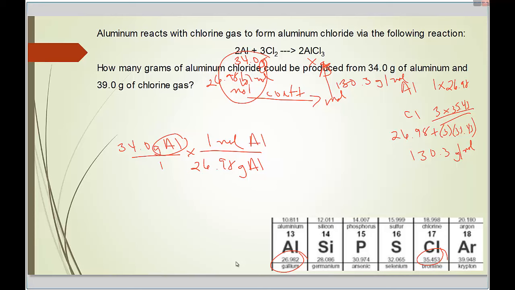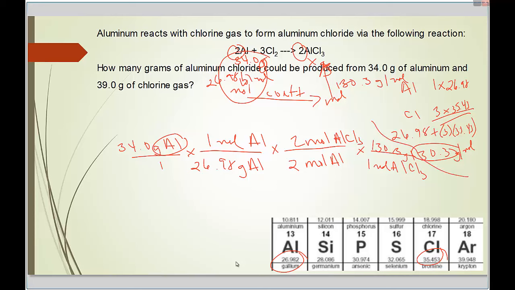Now I need to go moles to moles. So I have moles of aluminum on the top. That means I need to put moles of aluminum on the bottom of the next one. The coefficient for that is a 2. Then we're going to moles of AlCl3. The coefficient for that is 2. 1 mole of AlCl3 is 130.3 grams. I'm running out of room. I apologize. Alright, so it's 34.0 divided by 26.98 times 2 divided by 2 times 130.3. That comes out to be 148 grams of AlCl3.